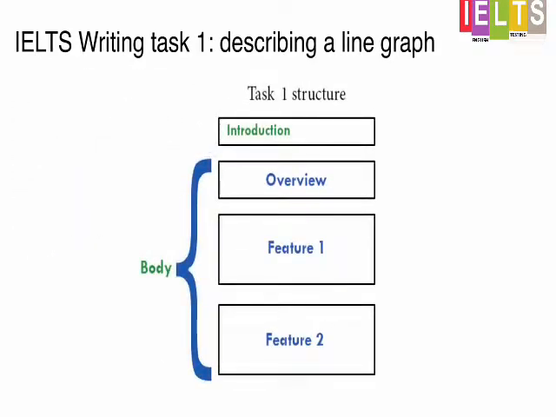Here is the standard structure that you should follow to give a Band 9 answer. It consists of introduction and body paragraphs. You should never write a conclusion when describing a graph. So, the first paragraph you write is your introduction. After that, you start writing your body paragraphs. In your body paragraphs, you should, first of all, give something called a general overview. Secondly, give the detail.